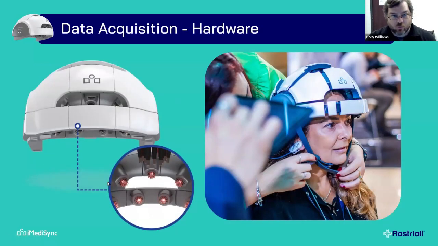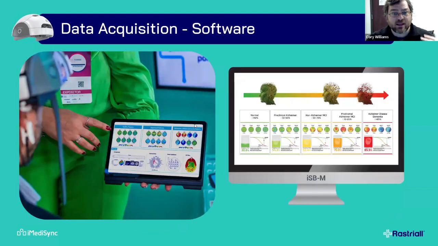So for hardware, there's a lot of different choices out there. iMediSync makes these helmets that are really fantastic. These are what the sensors look like, nice up and close. And those sensors are going to measure the brain's electrical activity. Once you have measured that activity, then you want to run it through some type of processing software.